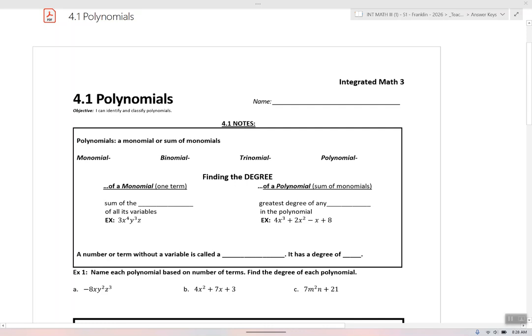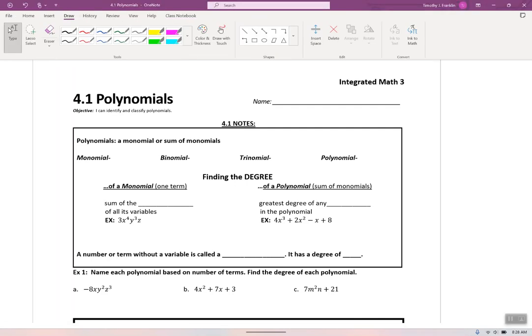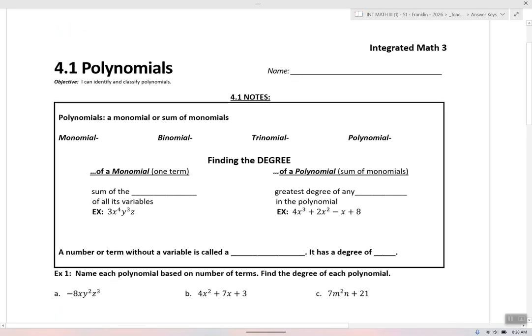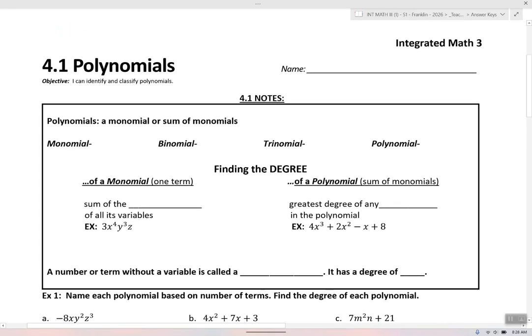All right, to start out Unit 4, we're going to take a quick look at polynomials and what they are and how we can classify them. So in general, a polynomial is a monomial or sum of monomials. Now, what's a monomial? A monomial is a one-term statement. It's a one-term sequence of numbers and letters. So we have one term for a monomial.